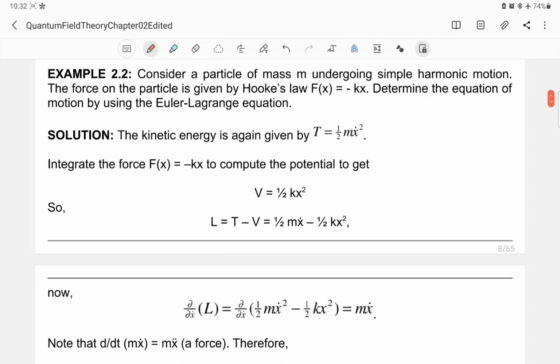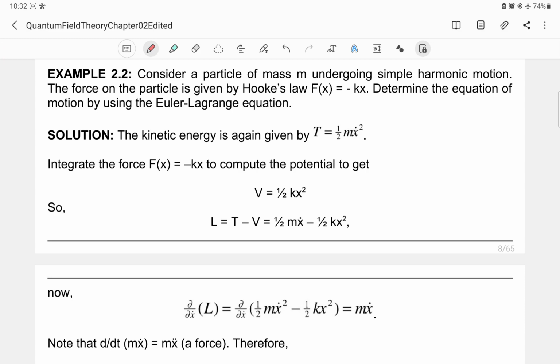So example number 2. Consider a particle of mass m undergoing simple harmonic motion. The force on the particle is given by Hooke's law, which is F(x) equals negative kx. Determine the equation of motion by using the Euler-Lagrange equation.